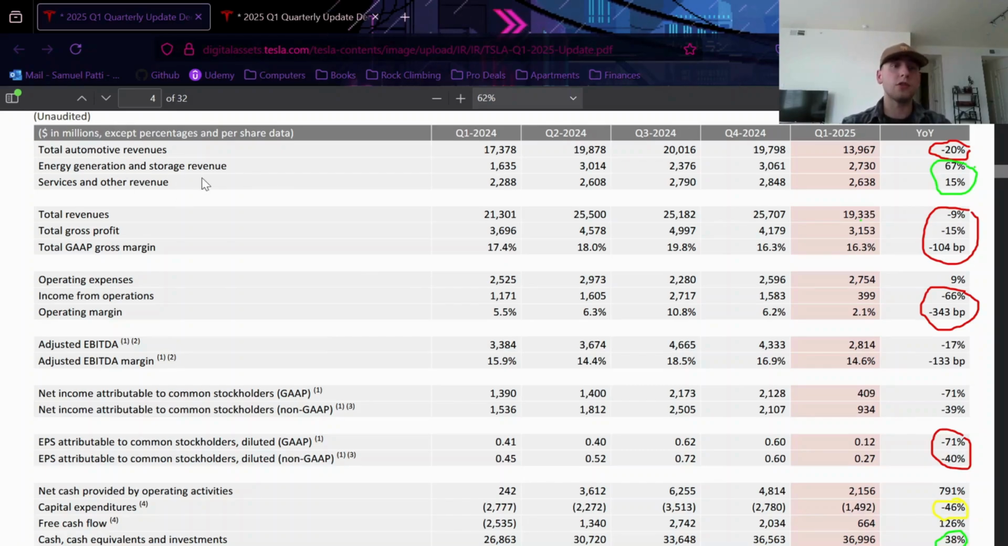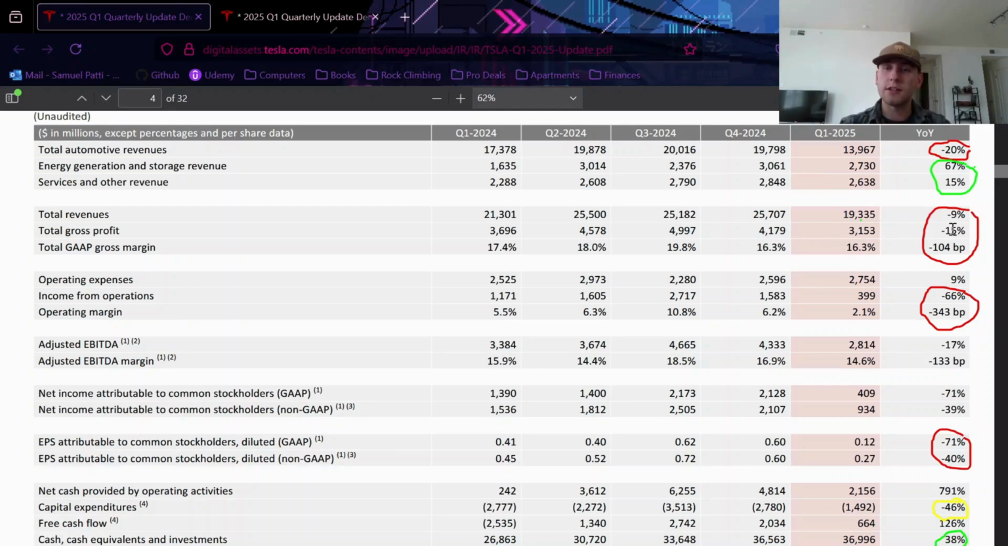Up in this first section, we have total revenue from each of their departments. They have automotive, energy, and services. We can see that energy and services were up 67% and 15% respectively from the previous year, again, quarter one of 2024, while the automotive revenue was down 20% from last year. Now, looking at it quarter to quarter, we can see that all of these metrics are also down from the previous quarter. So as a whole, we see that Tesla did worse than they did both last year and just last quarter.